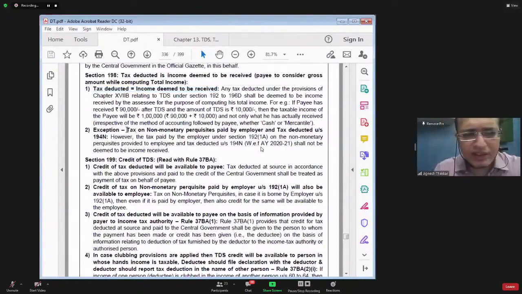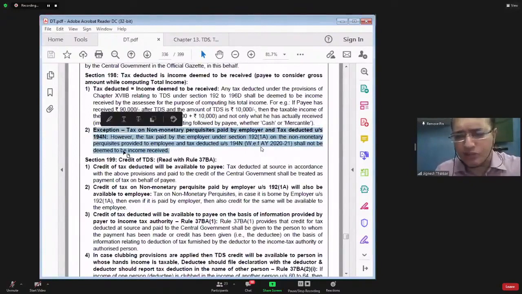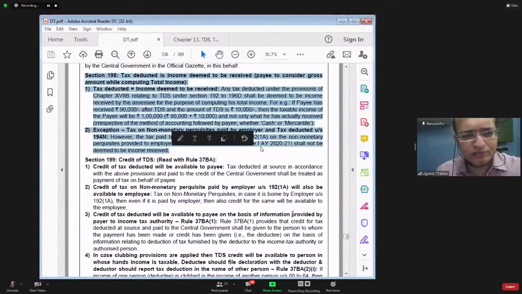To this, there is an exception. What is the exception? Tax on non-monetary perquisite paid by employer and tax deducted under section 194N. See, 194N is nothing but TDS on cash withdrawal, and non-monetary perquisite tax is paid by the employer only. So here, while calculating income of the payee, you should not do any grossing up. You should not add that amount of TDS to the income of the payee. Is that very, very clear? Yes or no?